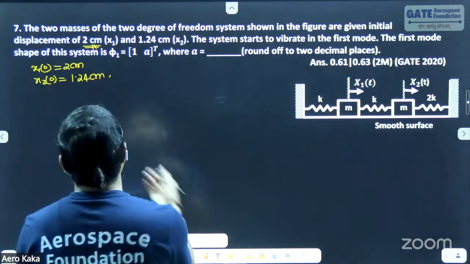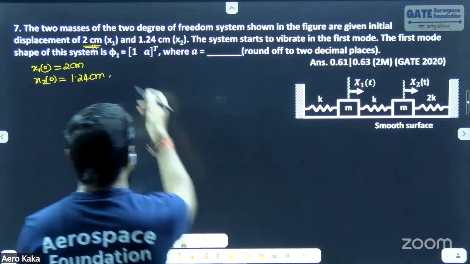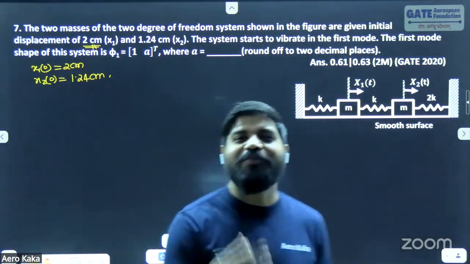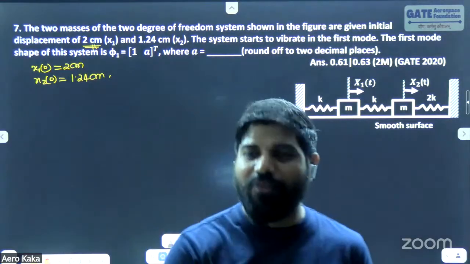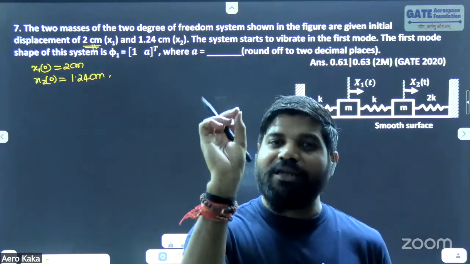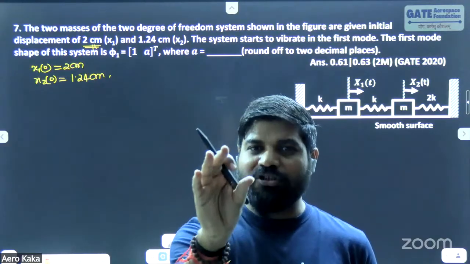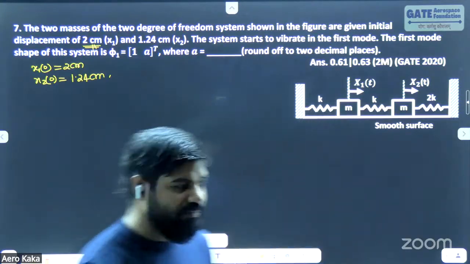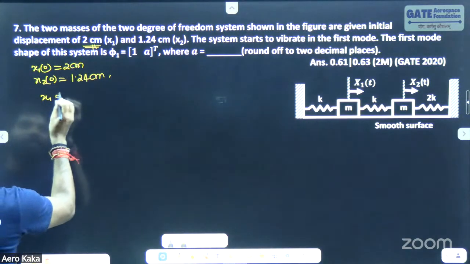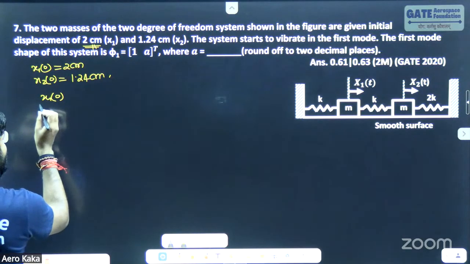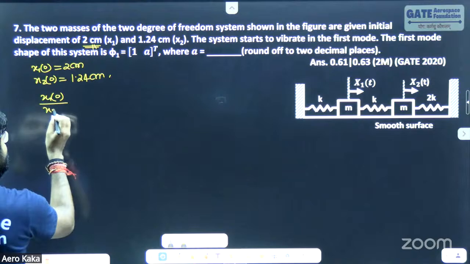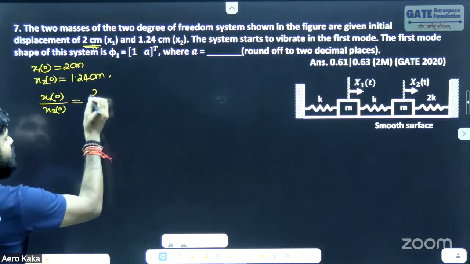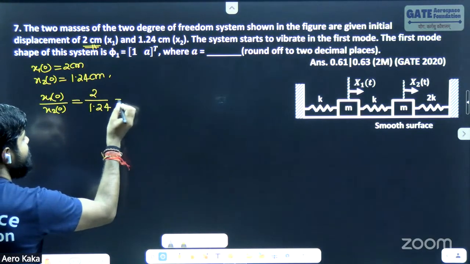The first mode shape of this system is phi1 equal to this, where A is going to be. What is the condition to vibrate the system in a pure mode? The amplitude ratio, or mode shape ratio, should be equal to the initial displacement ratio only. So just calculate x10 upon x20. That's 2 divided by 1.24. How much is this coming?